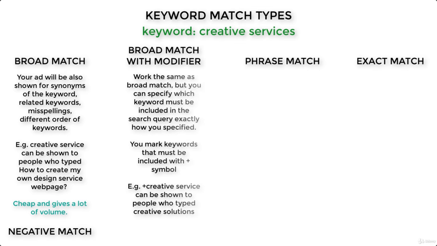Other match type is broad match type with modifier. It works just as a broad match, with exception that you tell Google that one or more keywords must be used in a user search query exactly how you specified them. You mark those keywords with plus symbol in front of them. So if we would use plus creative services keyword with a plus sign in front of services, our ad can be shown to people who are typing in search bar creative solutions or business solutions for creative people. The point is, creative word must be included.